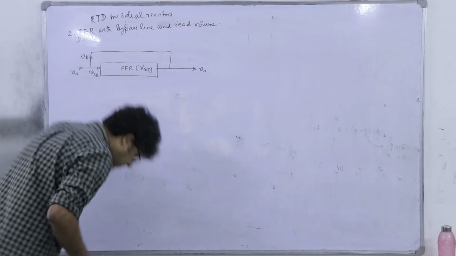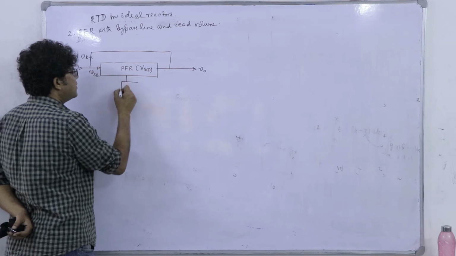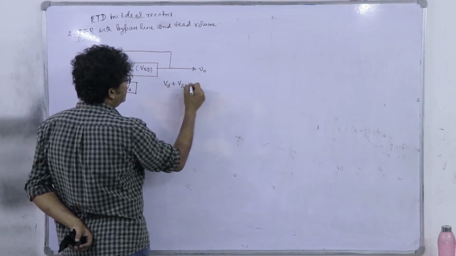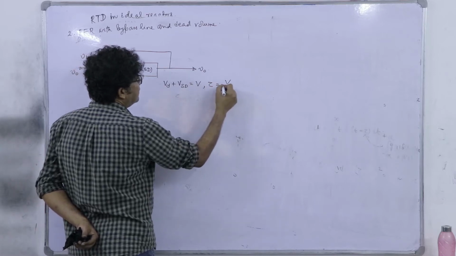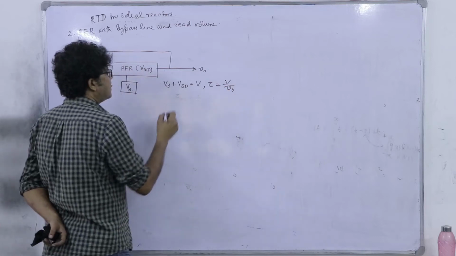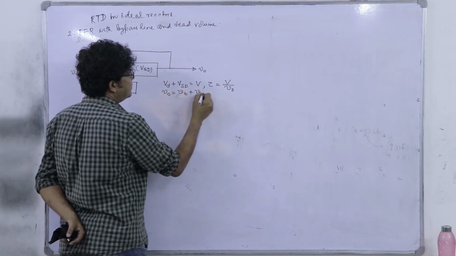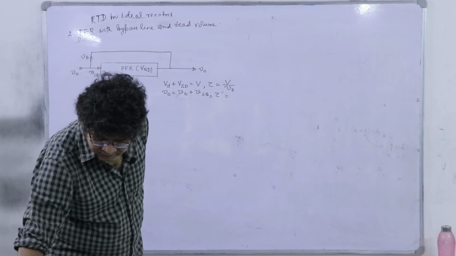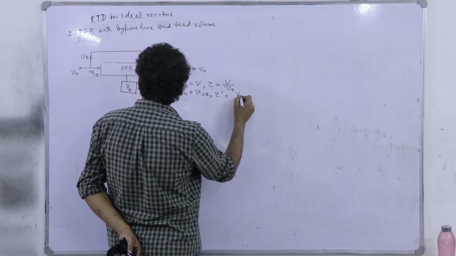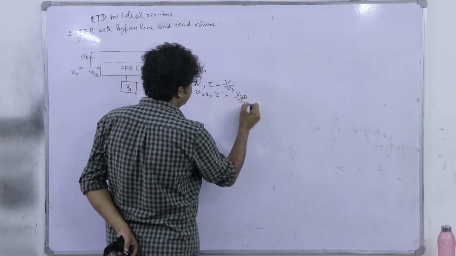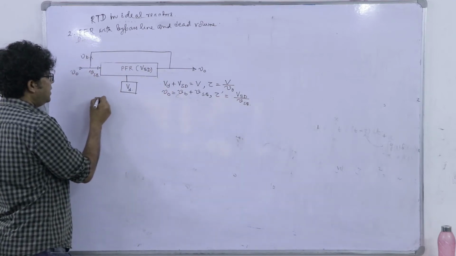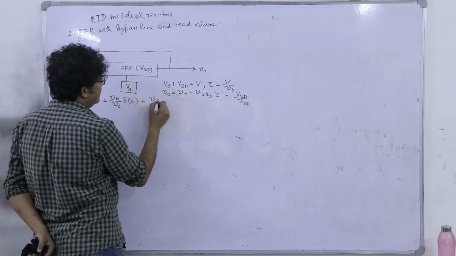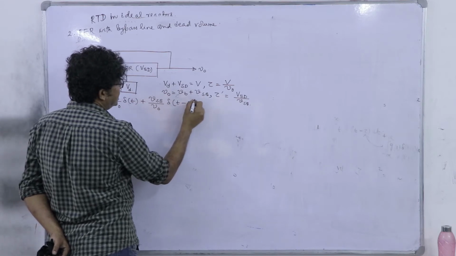See, we have a dead volume here, which is VD. So, VD plus VSD is equal to V, right. Tau is defined as V divided by V naught, okay, and V naught is equal to VB plus VSB. Now, tau prime, let us use this tau prime. Tau prime is VSD by VSB, right. So, what will be my E curve? Directly we can write E will be equal to VB divided by V naught into delta t, plus VSB by V naught into delta of t minus tau prime.